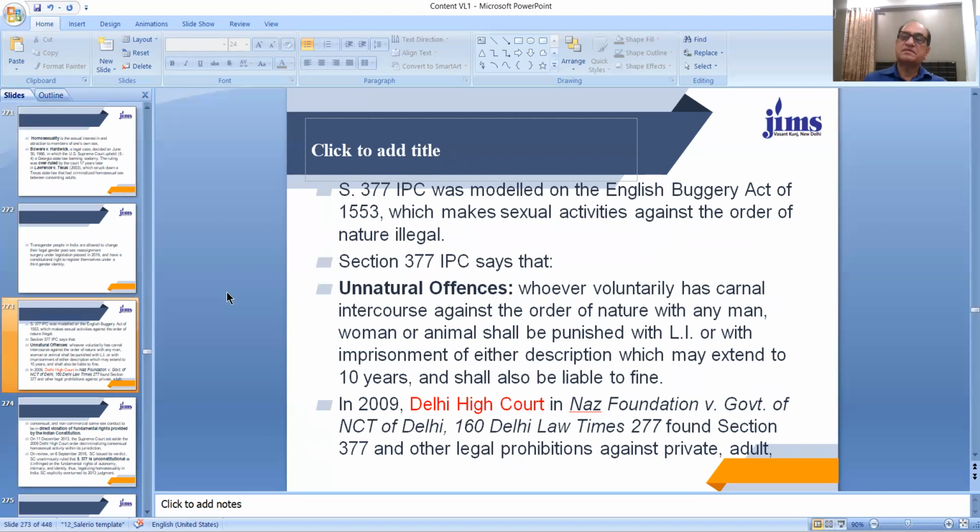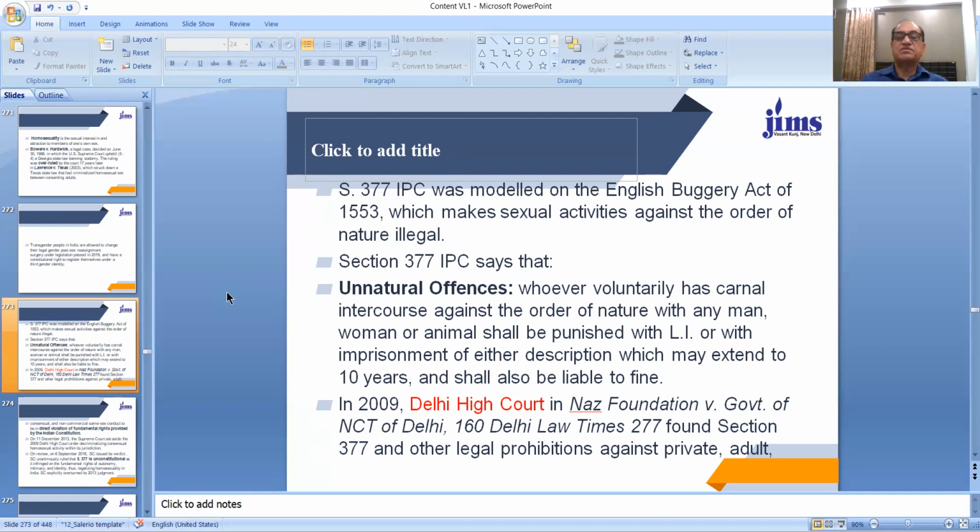The unnatural lust is punishable under Section 377 IPC, and this Section 377 of the IPC was modeled on the English Buggery Act of 1553, which makes sexual activities against the order of nature illegal.